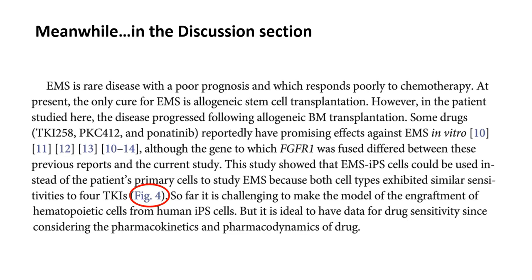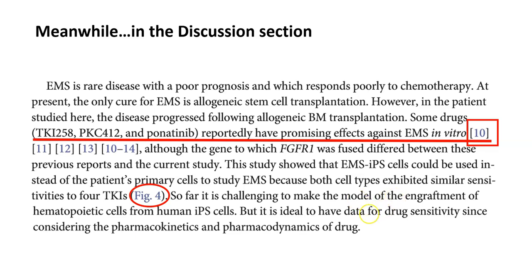So skipping the results and going to the discussion first can help you identify some of the really important figures from these papers. Another area that is helpful in the discussion is where they'll talk about some of their reports or some of their information, and they'll help you identify other papers that you might want to look at.